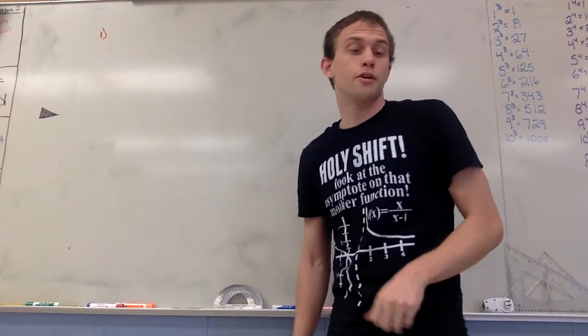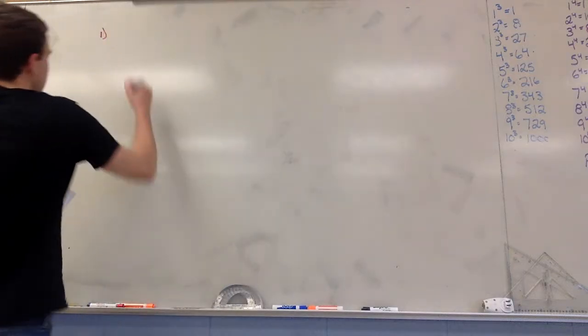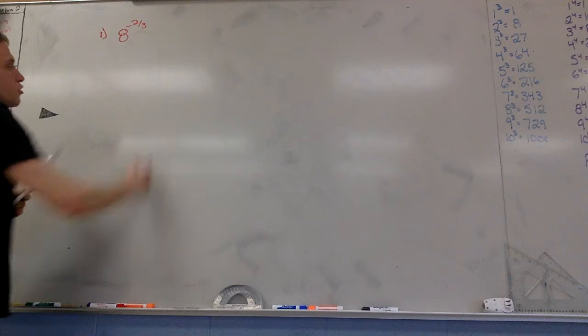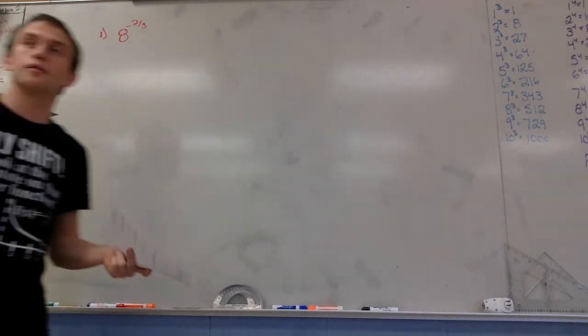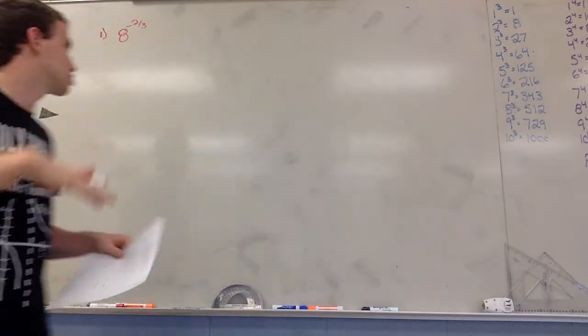So once again, let's just jump into things and get into this review. This is Chapter 5 review. So 8 to the negative 2/3. We have to simplify this the best we can. The negative sign is going to do something, the numerator has its purpose, and the denominator has its purpose here.